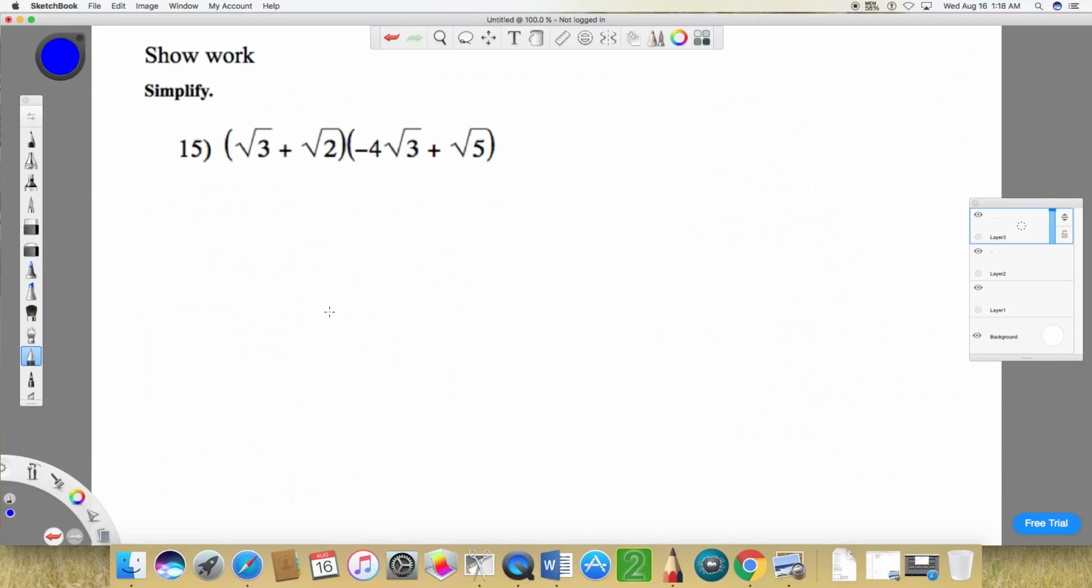Take a look at our last problem here. They want us to simplify this product. We have a first factor that is the square root of 3 plus the square root of 2 times the second factor, negative 4 times the square root of 3 plus the square root of 5. We have a binomial times a binomial. And I suggest that you do that in the form of a table. A table is a nice organized way to apply the distributive property.